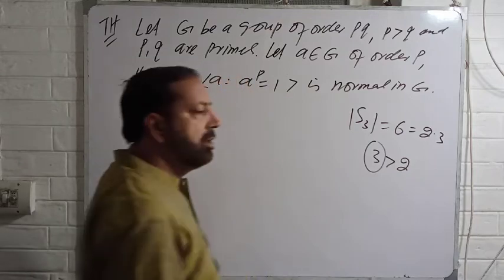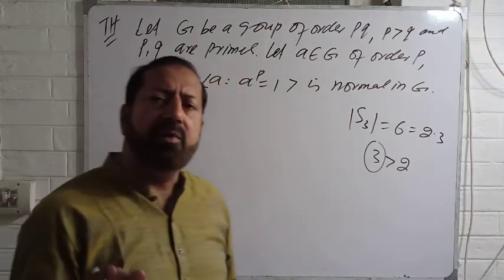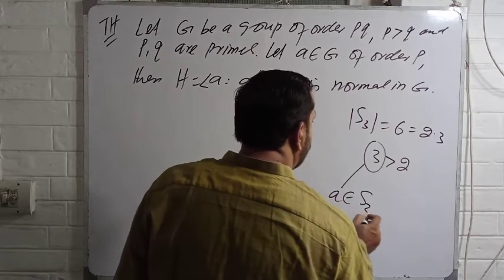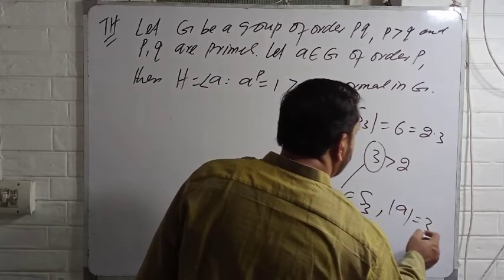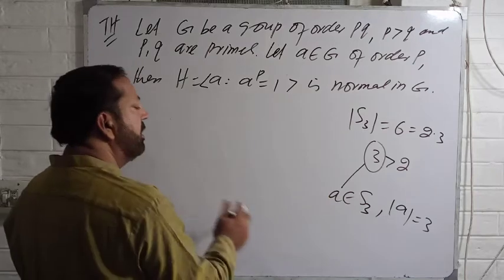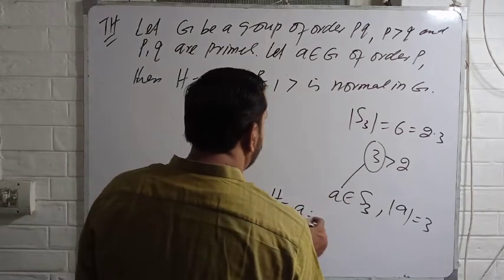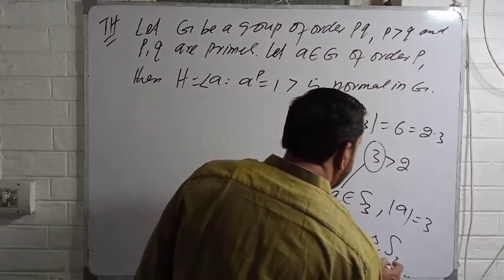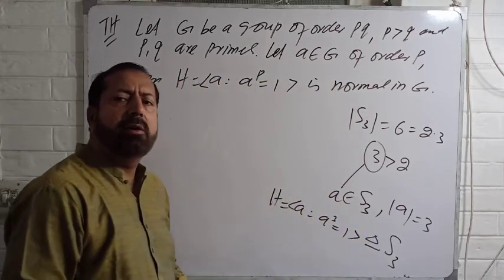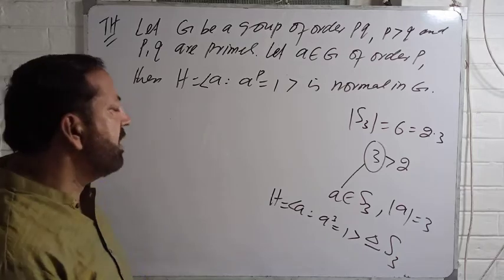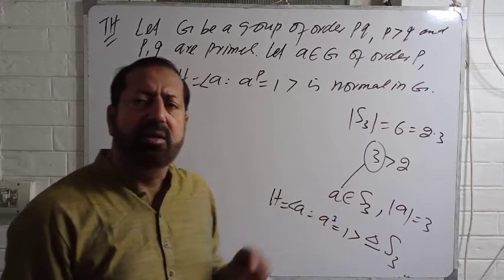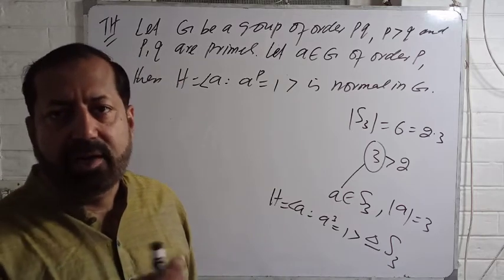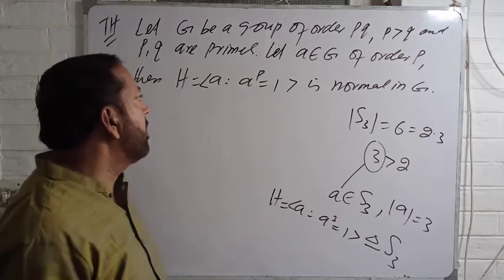Okay, you check. If you can find an element of order 3, yes, you have an element of order 3. A belongs to S3, and the order of A is equal to 3. Then this group H, generated by A with A cubed equal to 1, is in fact normal in S3. This is a very simple consequence and a very elegant result: you can find a normal subgroup directly from this condition, right?